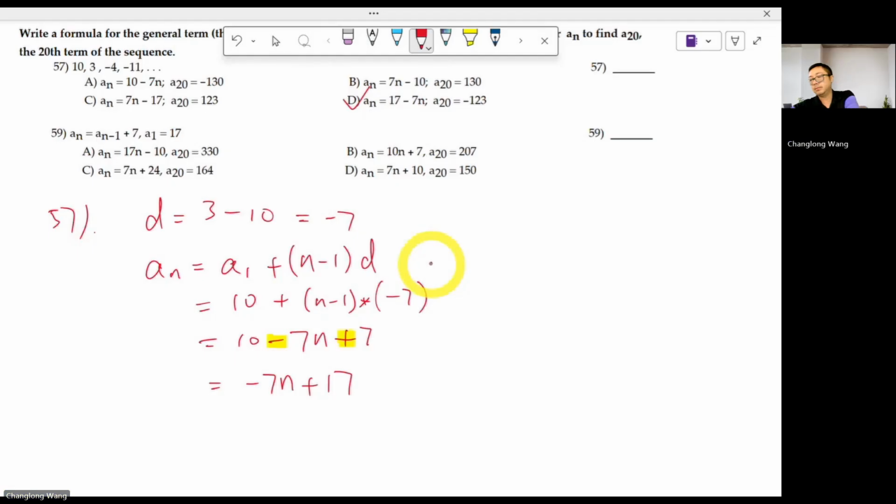57. Yeah. But of course, you can also try a sub 20 to see if that will work out. But I'm sure you will. A sub 20 will be -123.